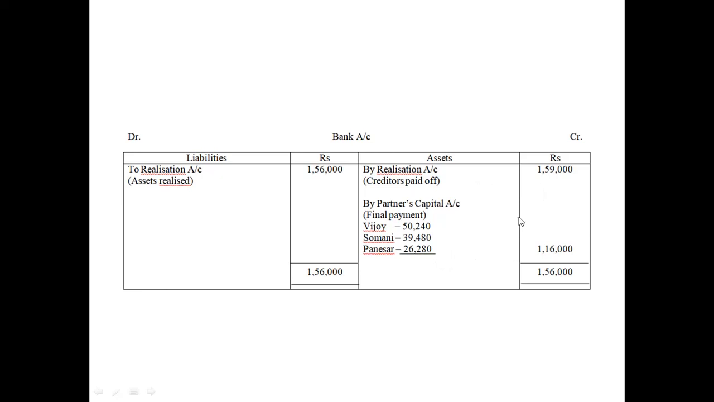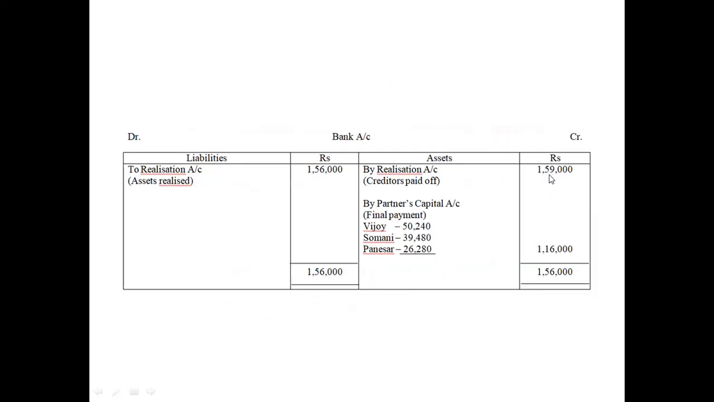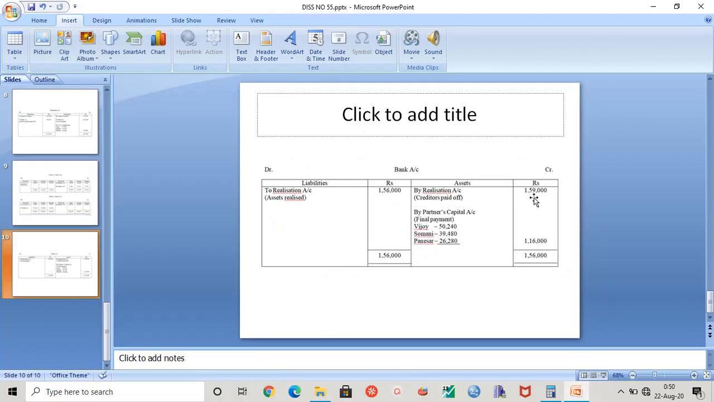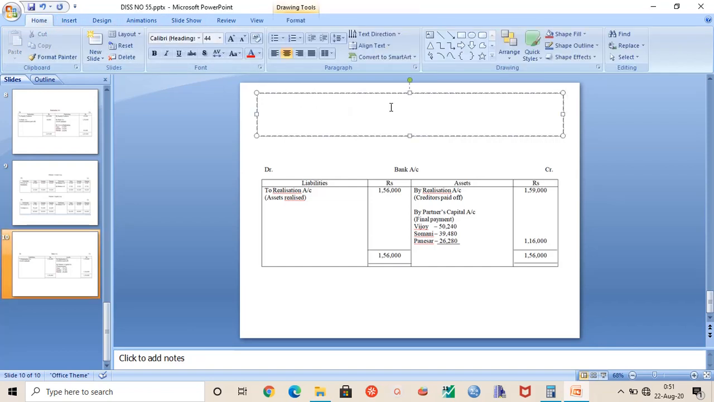Okay, so the total is, sorry, this is not 1,59,000. It is going to be 40,000. So please make this correction. I don't know why there are some typing mistakes here. So it's going to be 40,000. Let me make some change right now. So this is actually your long method to check this particular sum.